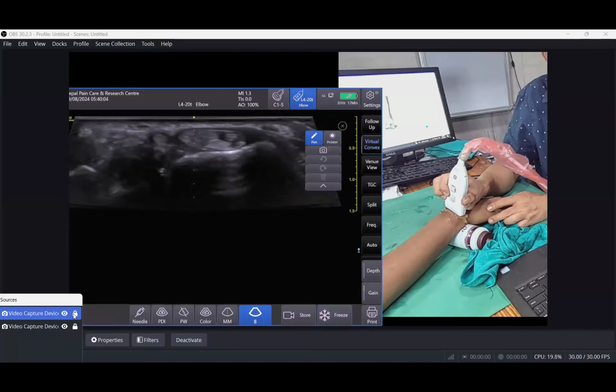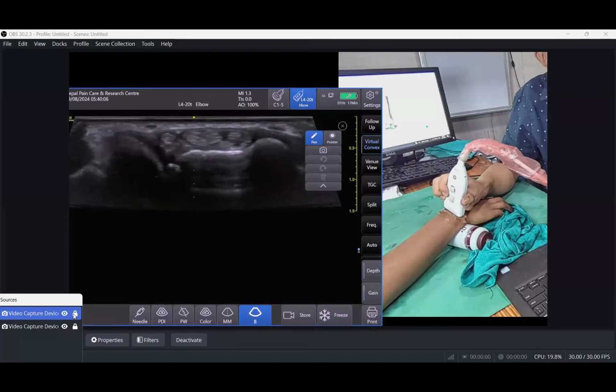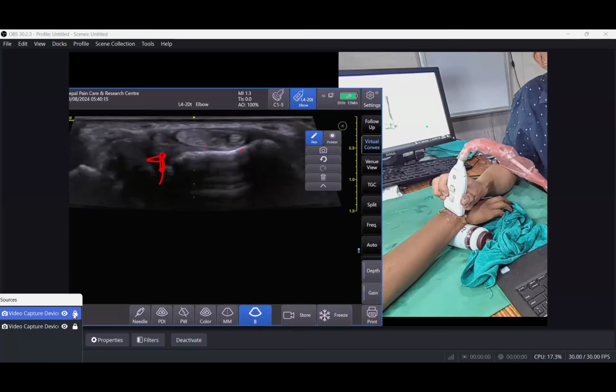Yes, sir. Very nicely seen. Okay, look. Compartment number 3, 4, and 5. Very nicely seen. This above the joint is always compartment number 5. Above the radio-ulnar joint is always compartment number 5.